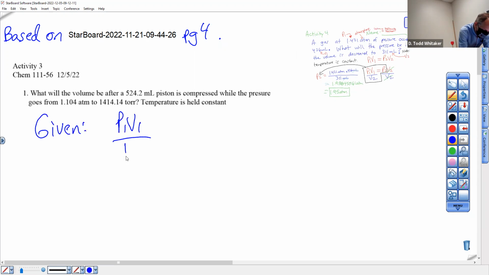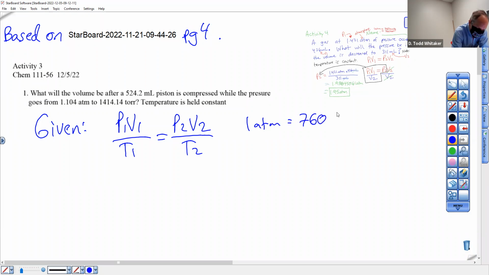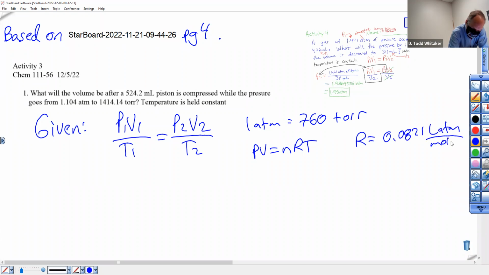P1 V1 over T1. I'll write down everything you're given that you need, or even if you don't need it. 1 ATM, 760 torr. You're also given PV equals nRT. And you're given R equals 0.0821 liter atmosphere per mole Kelvin. How do you know you don't need this one or this one?